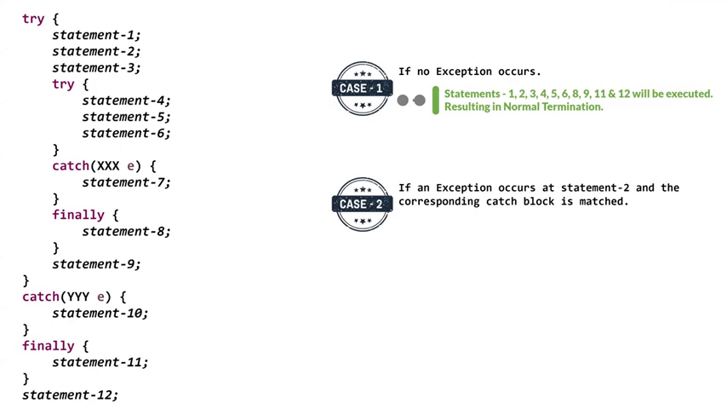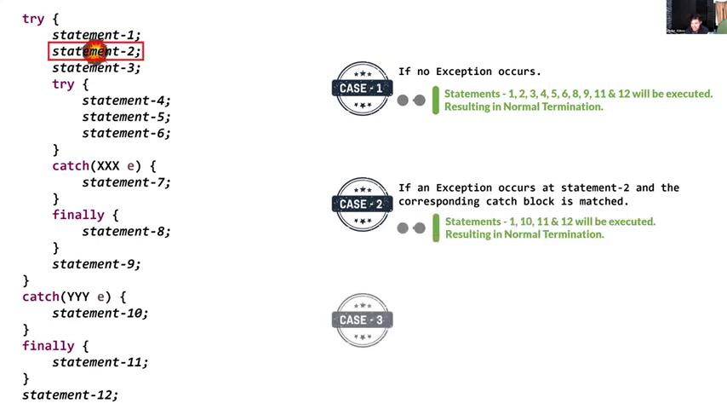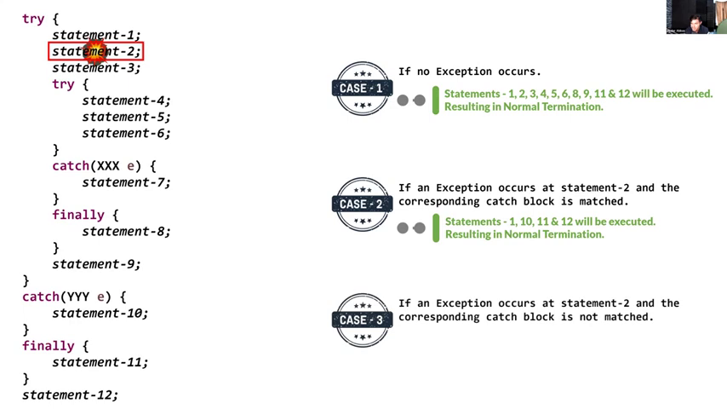Statement number 2, if there is an exception, people will be wrong here. Be careful and answer. Guess and tell me. 1, 2, okay, 8, okay, 10, 11, 12, sir. Wonderful answer. 1, 2, 10, 11, 12. After this, of course, 8 also will be executed, guys.